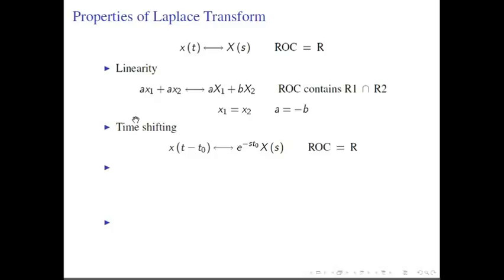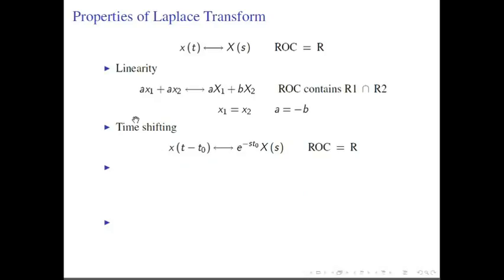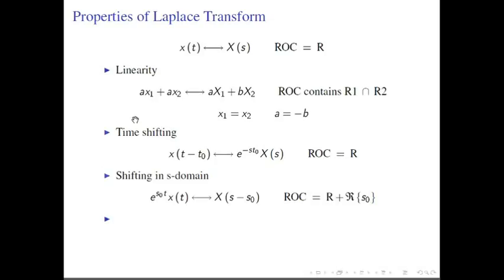The next property is the time shifting property. If the Laplace transform of x of t is X of s, what will be the Laplace transform of x of t minus t naught? It will be e to the power minus s t naught times capital X of s. In this case, the ROC will remain unchanged.